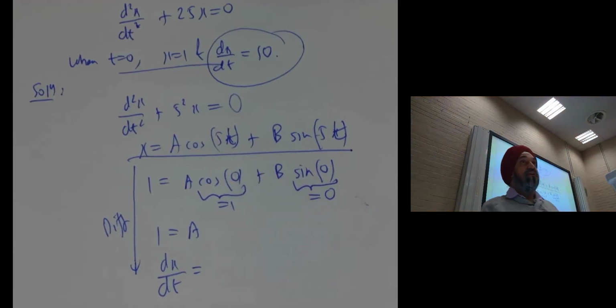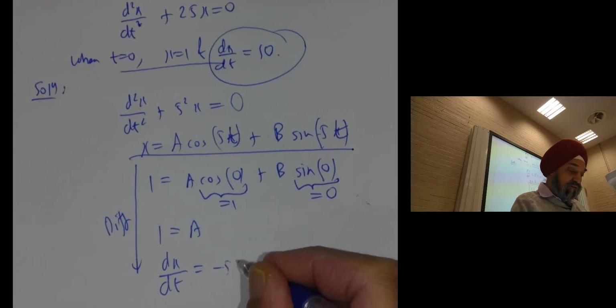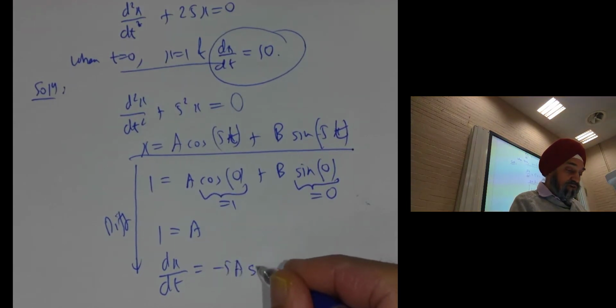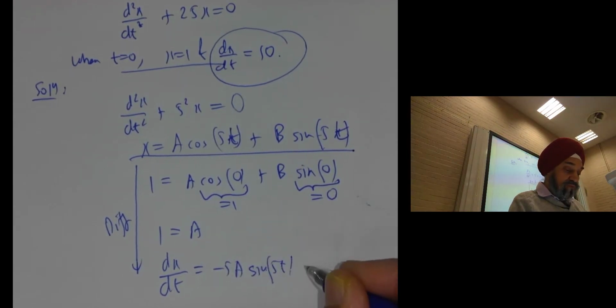Come on, you should be differentiating. These are the ones I told you to learn, the cosine, sine, e. These derivatives should be at your fingertips. Minus 5, go ahead. Sine 5t, yep. Plus 5B cos 5t.